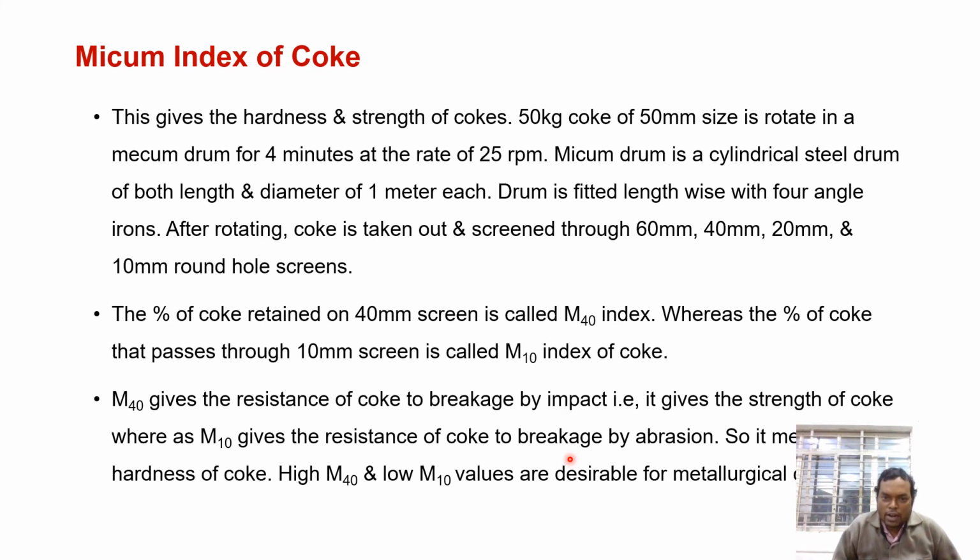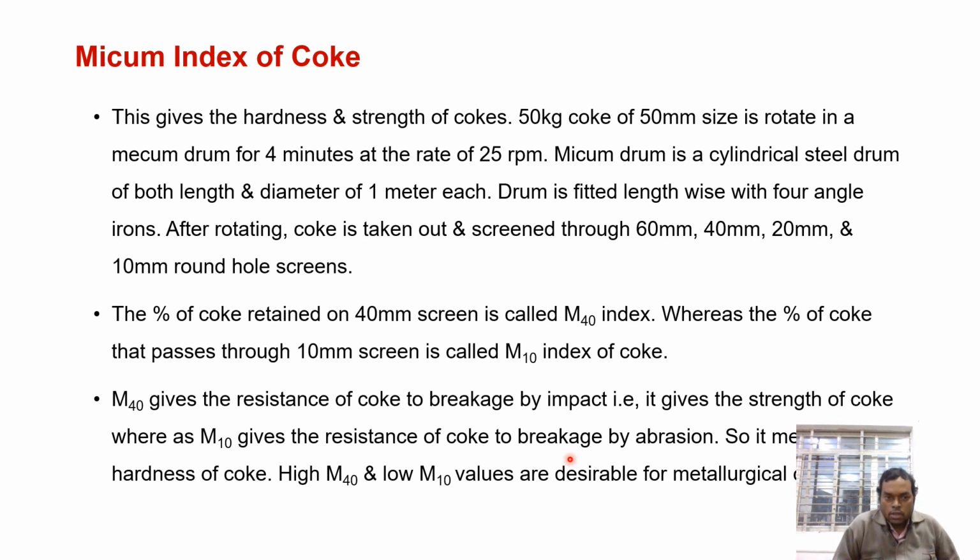So it means high M40 and low M10 values are desirable. What we can conclude here: high M40 and low M10 values are desirable for metallurgical coke. You must remember it.